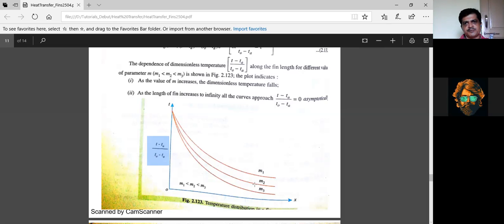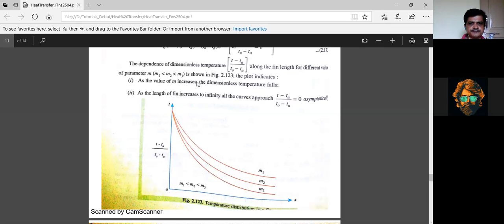As we change m1, m2, m3, at x is equal to 0 the temperature difference will be 0. Now as x keeps increasing, the temperature of the fin will keep on decreasing until at some stage it becomes the atmospheric temperature. This is the meaning of this graph. This graph is not so important. Let us go to the next section.